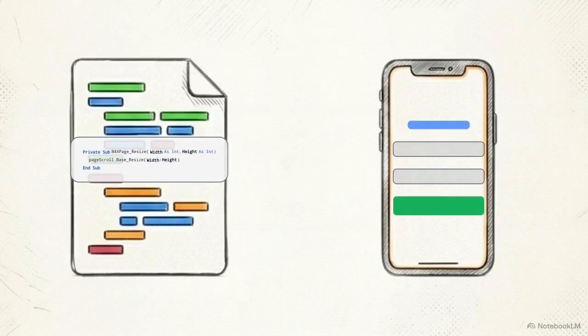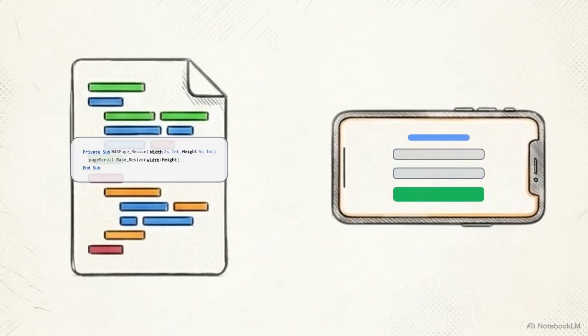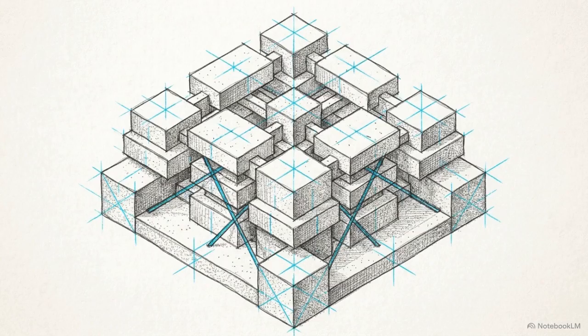The B4X page_resize event is the system trigger that fires the moment a screen dimension changes. We pass the updated width and height variables directly into the base_resize method. This forces the scroll container to recalculate and adapt immediately. By hooking into these system resize events, you ensure the layout remains stable even as the user changes their device orientation.